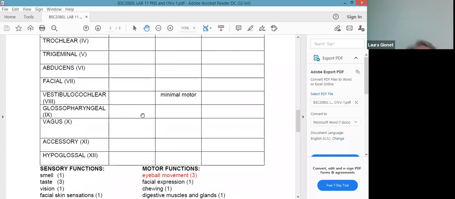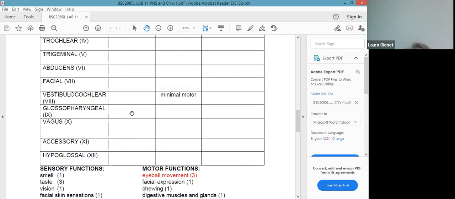Okay, we're going to move on to glossopharyngeal and vagus. This is where it gets a little more complicated, and especially in lecture, because we have to know a little bit more about glossopharyngeal and vagus than what the lab requires. All right, we know one of the sensory functions of glossopharyngeal is taste. It's from the posterior third of the tongue.